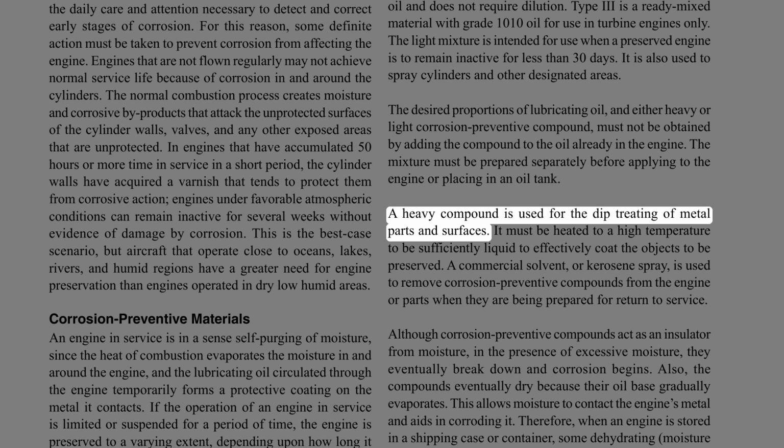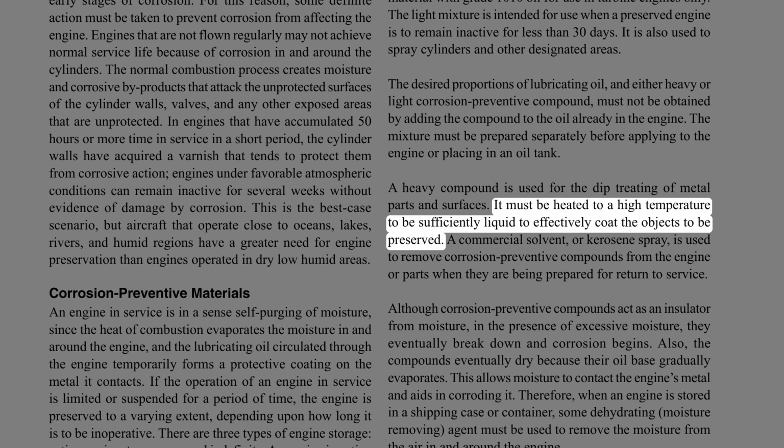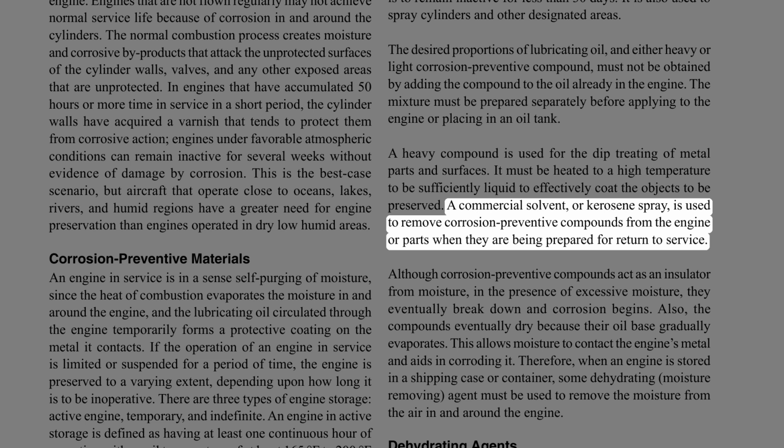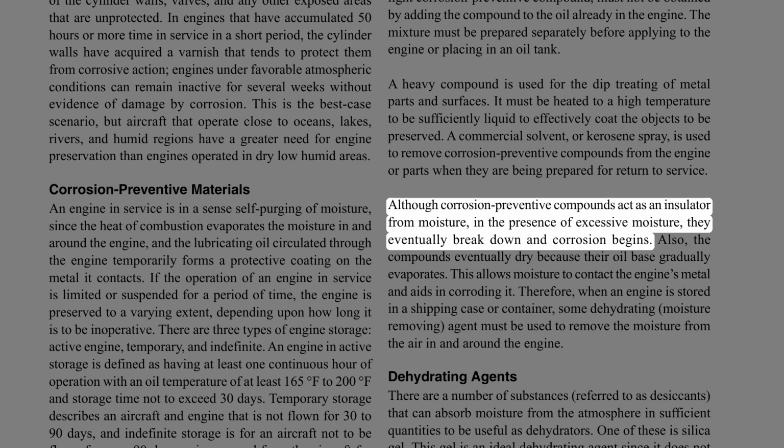A heavy compound is used for the dip treating of metal parts and surfaces. It must be heated to a high temperature to be sufficiently liquid to effectively coat the objects to be preserved. A commercial solvent, or kerosene spray, is used to remove corrosion-preventive compounds from the engine or parts when they are being prepared for return to service. Although corrosion-preventive compounds act as an insulator from moisture, in the presence of excessive moisture, they eventually break down and corrosion begins.